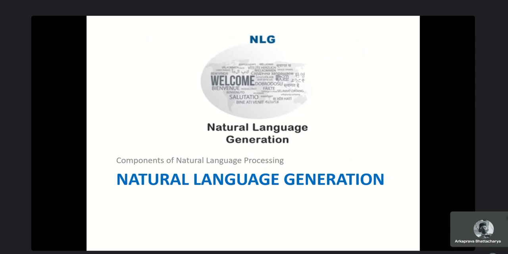Next one is natural language generation. This is the process of producing meaningful phrases and sentences in the form of natural language. Once you have the natural language understanding done very clearly, then natural language generation can be done with around 99.99%. Here the machine has understood what we asked it to do, with proper responses which we retrieve from natural language understanding.